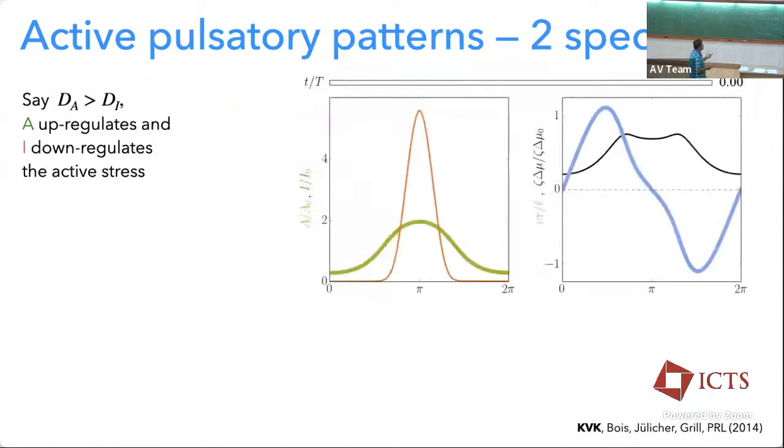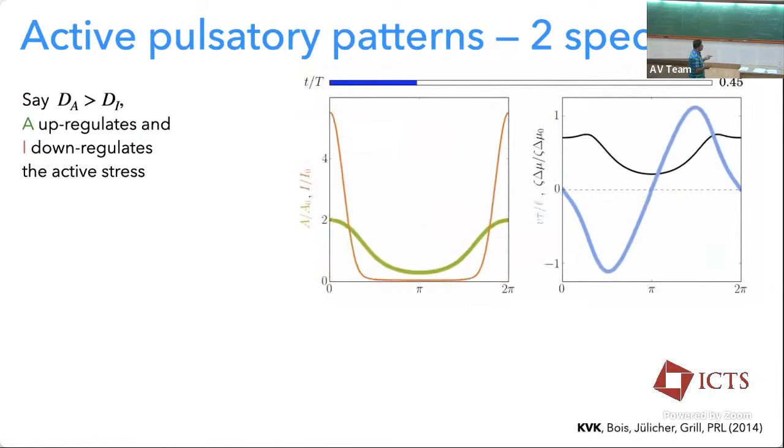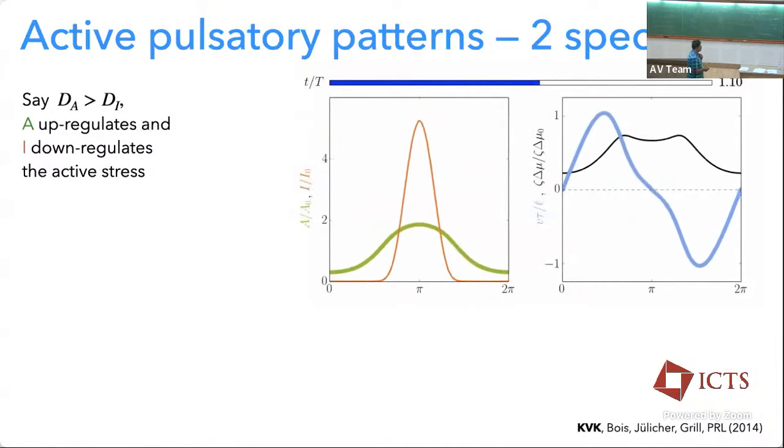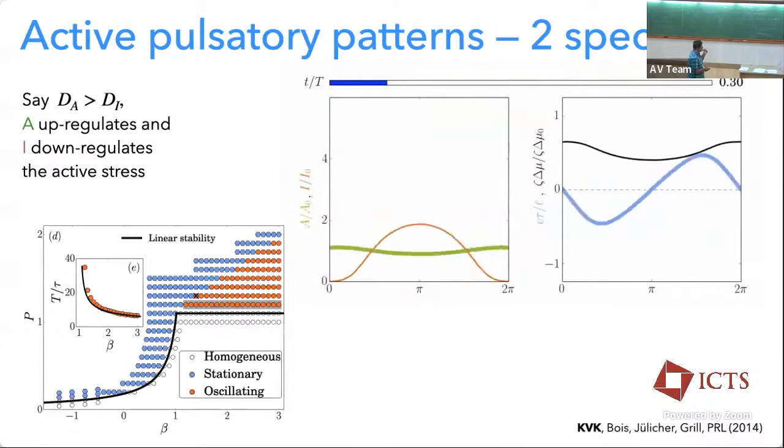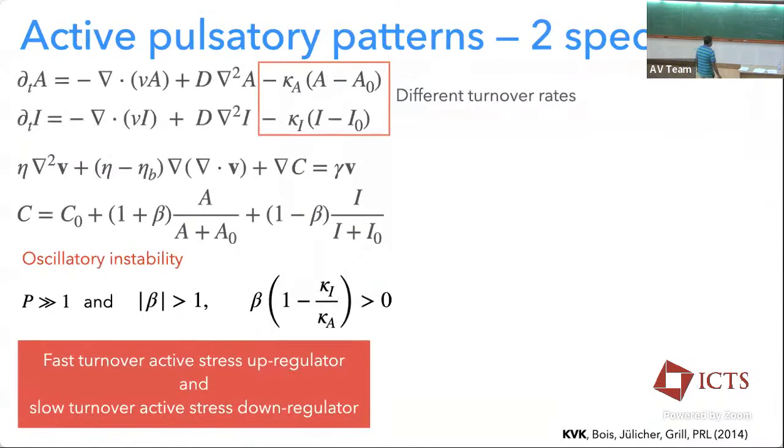So the physics is that you need to have differential regulation of stress, upregulation and downregulation, and you need to have differential relaxation. Here relaxation is by diffusion. Does that make sense, or has everything flown over your head?